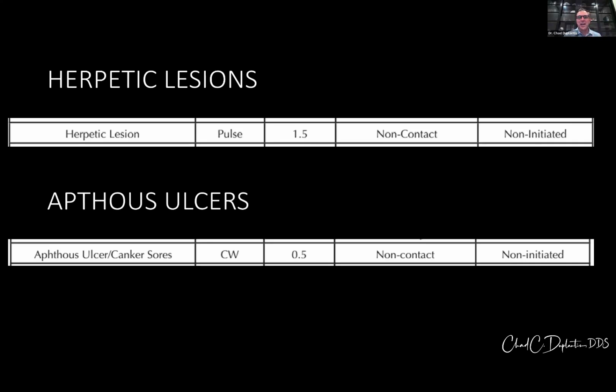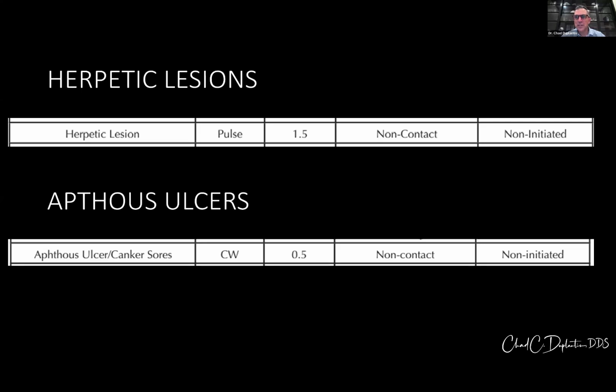Herpetic lesions and aphthous lesions have two different settings. In the herpetic lesion, you're going to use a pulse mode, 1.5 watts of power, non-contact on a non-initiated tip. Now, on aphthous ulcers, the recommendation is continuous wave, 0.5 watts, non-contact, non-initiated.